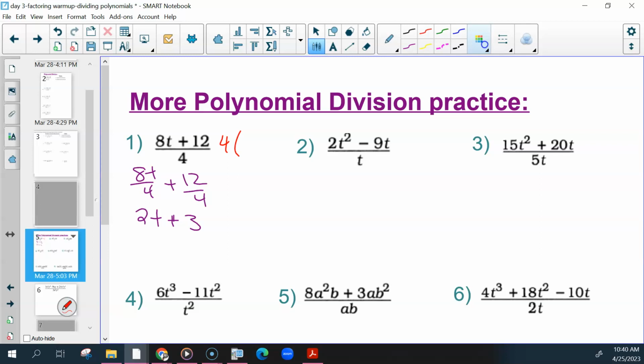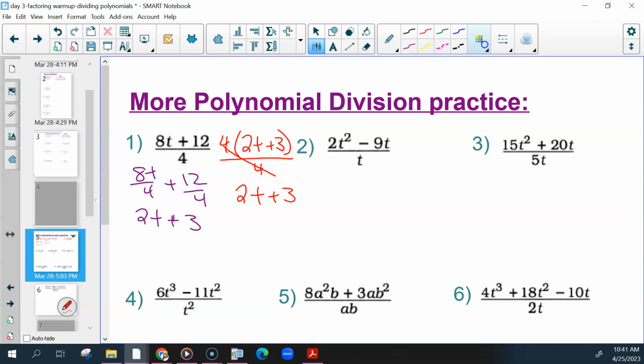What would 8t divided by 4 and 12 divided by 4 be? It would be that same thing. The format just looks weird because we factored it out, but it's still being divided. But then we can cancel out the 4s. So you can either do it by the splitting method or by the factoring method. It should work out the same.